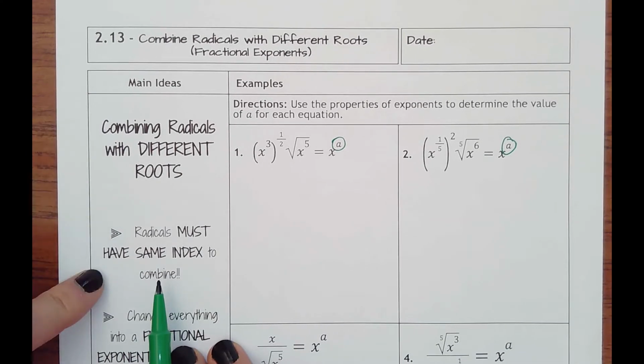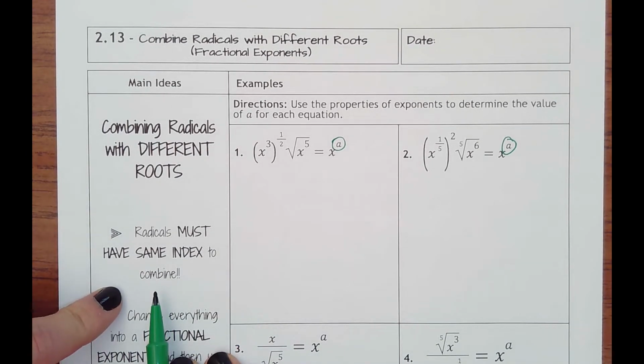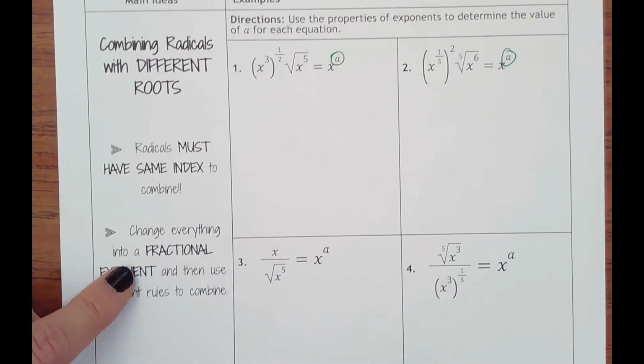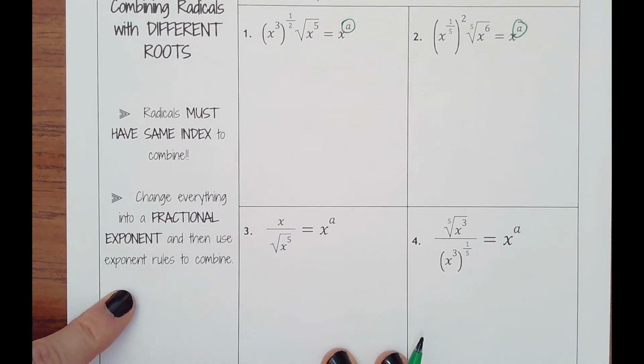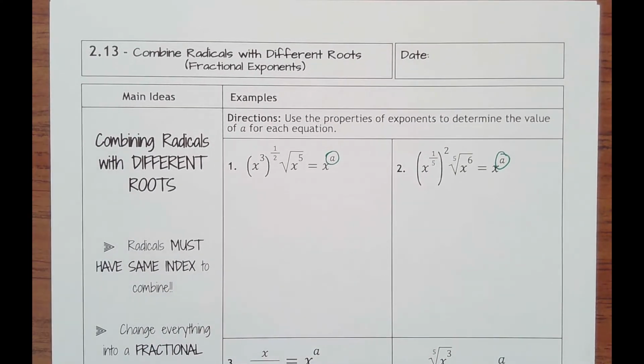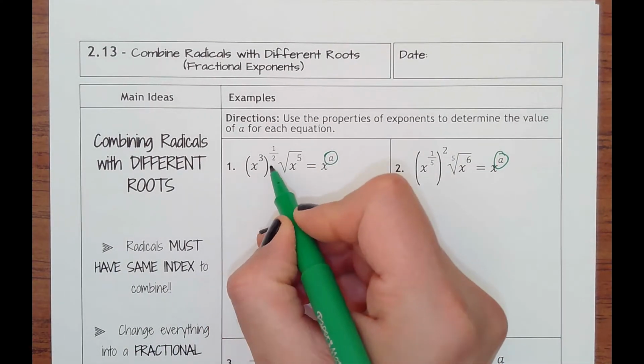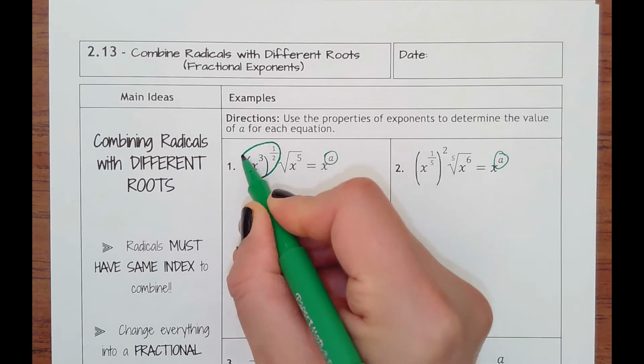You need to know that radicals must have the same index to combine. You cannot combine a square root with a cube root or a cube root with a fourth root. So what you'll do is change everything into a fractional exponent and then use the exponent rules we've learned to combine them.